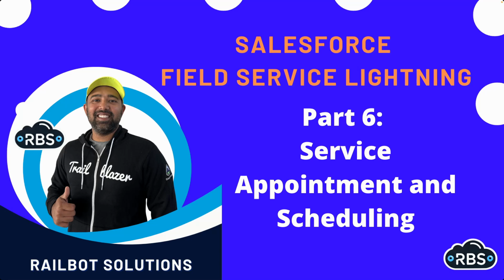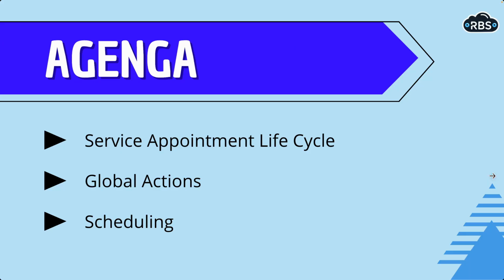Today, we are going to talk about one of the key objects in Field Service Lightning, which is service appointment. At the end of the day, we want to talk about service appointments and scheduling, right? How do we make sure that we are scheduling those and that our service appointments are more optimized, we are scheduling them automatically, and things are running smoothly in the organization? So we'll be covering the service appointment lifecycle, global actions, and then some scheduling settings.